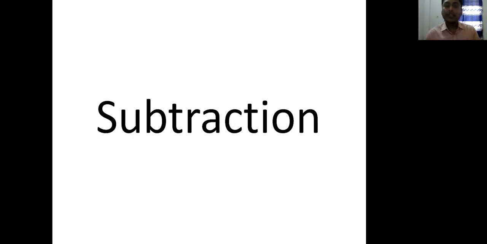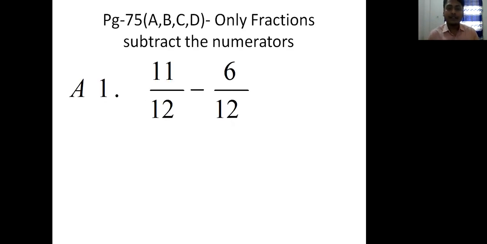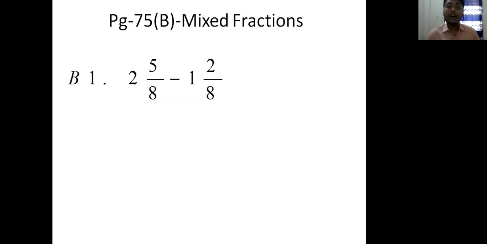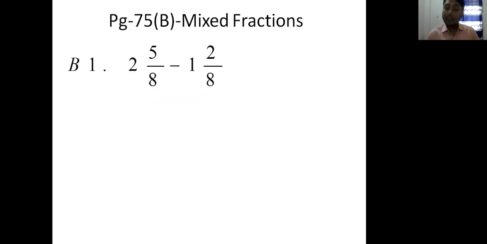We subtract the numerators, and in that case we did addition. Here you can see that two fractions are given and this is the minus, so only subtract the numerators. Okay, 5 by 12, the denominator is the same because they have the same denominators.